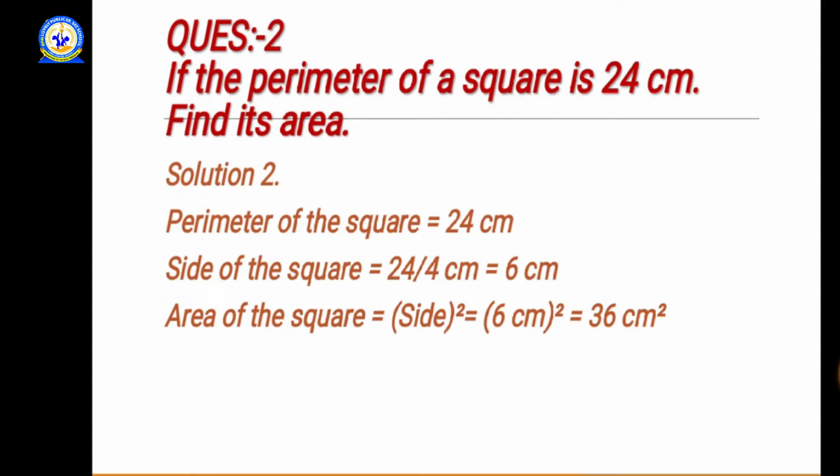Now area of a square is equals to side square. That means 6 centimeter square, which is equals to 6 sixes are 36, 36 centimeter square.